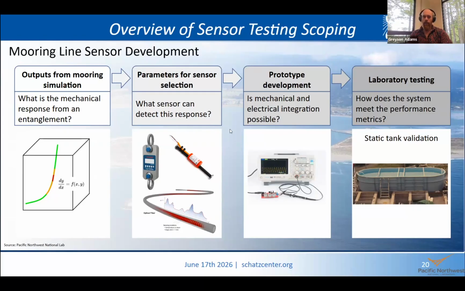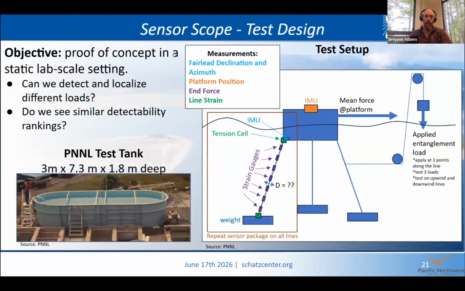So the team at PNNL, as well as the Schatz team, will have to set up a static laboratory test environment in order to prove out the efficacy of the sensors. And the objective here is a proof of concept in the static lab setting. And I'll note briefly that due to the grant terms and conditions, we're not allowed to do any natural waters testing. And so that means that all the testing needs to take place in a laboratory environment.